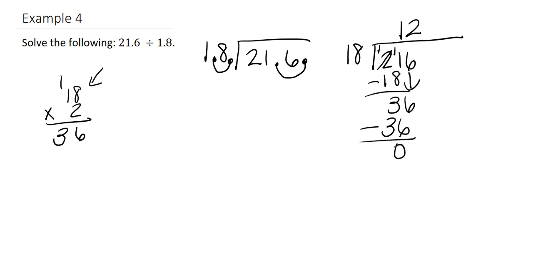We go ahead and subtract and we get 0. So 21.6 divided by 1.8 is equal to 12. Because we don't need to bring the decimal up because it's right here, which would just go right there.